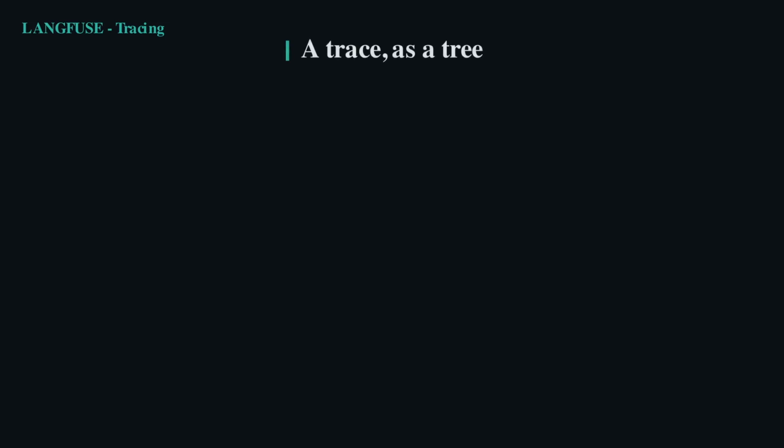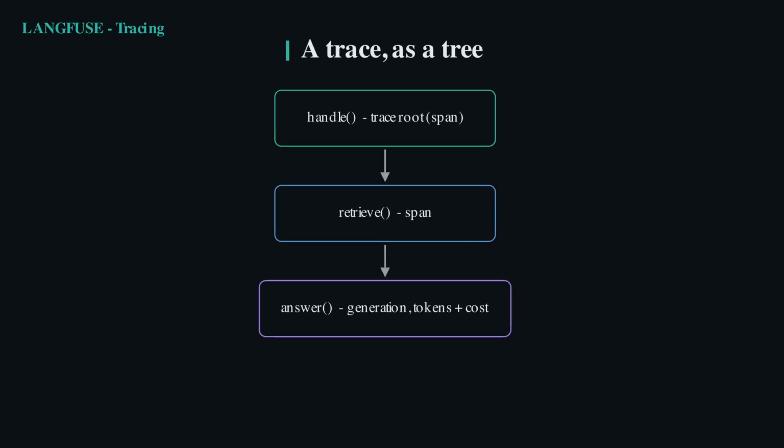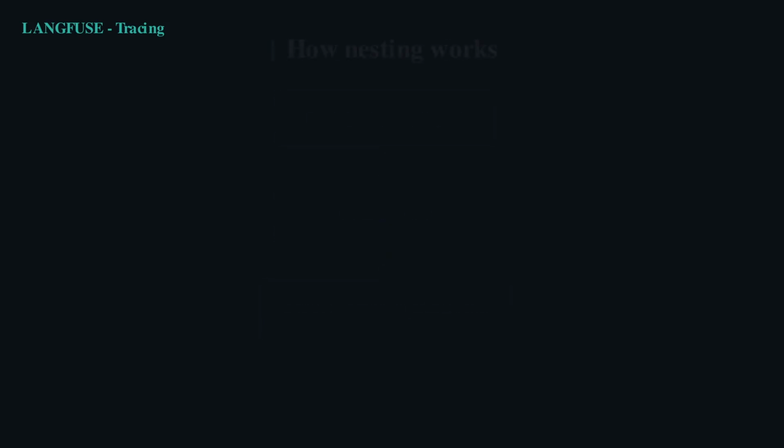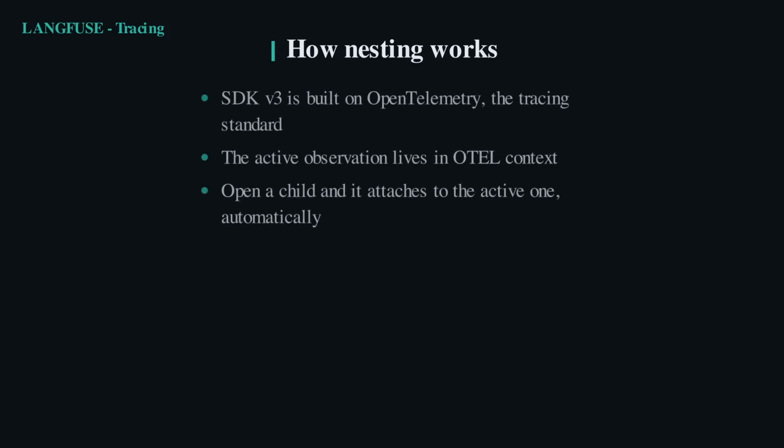Visually, a trace is a tree of nested timed boxes. Each box carries its own input, output, latency, and for generations its cost. Since the June 2025 version 3 SDK, Langfuse is built on OpenTelemetry, the industry tracing standard. That single choice is why nesting is automatic. Whatever is active becomes the parent of the next observation.